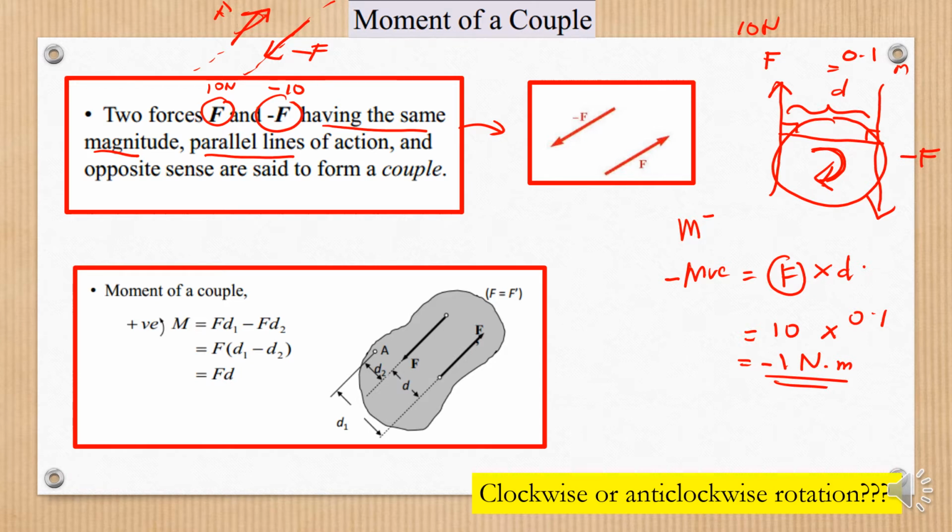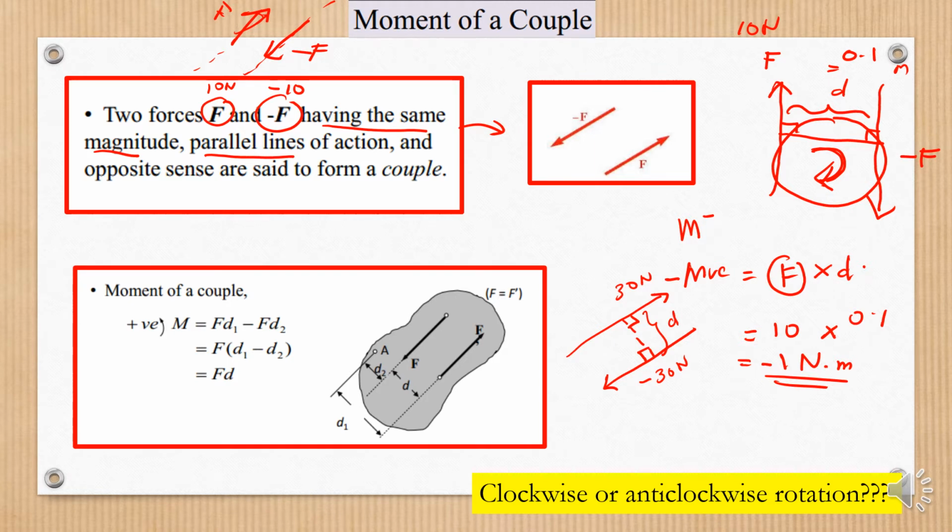Let's take a look at another example. There are two forces of a couple here. Let's say this one is 30 Newton and the other one is negative 30 Newton. So where is the perpendicular distance? You have to find the perpendicular distance between the two forces. The easiest way is to place your ruler between the lines of action, and the straight line that makes a 90-degree angle is your distance.